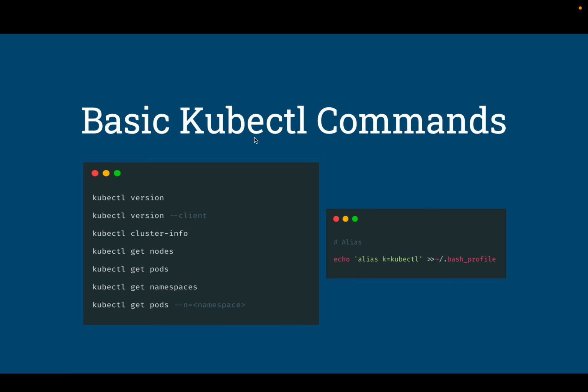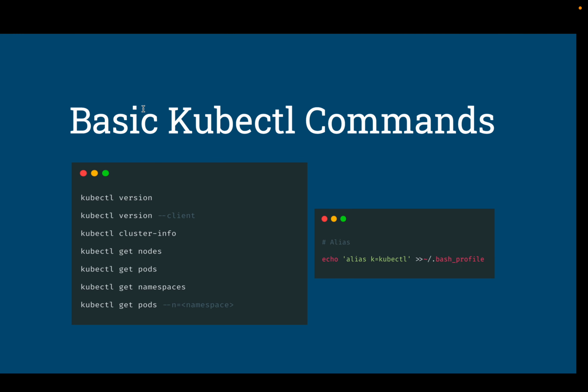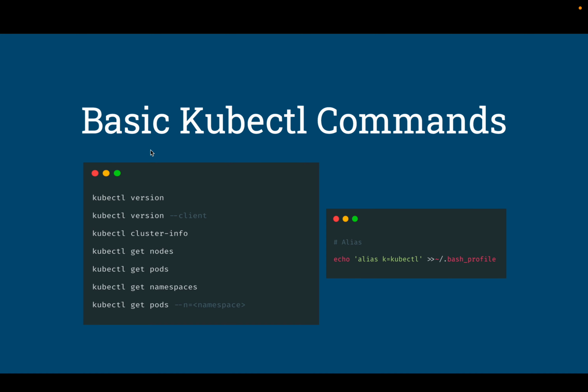So this is all good. Now we'll just be trying out some basic kubectl commands. So I have a cluster running. How do I check that cluster? How do I see that? So I can run this kubectl cluster-info command.